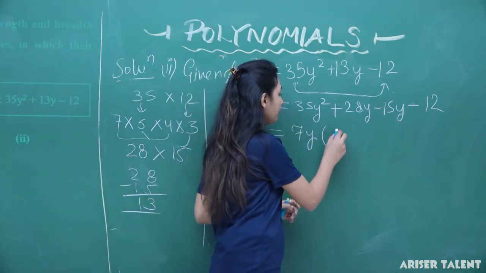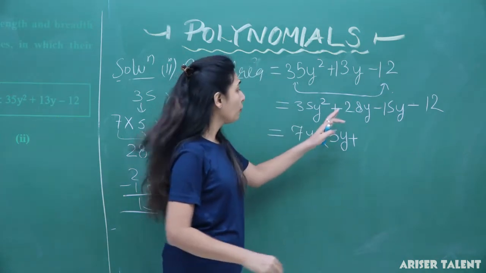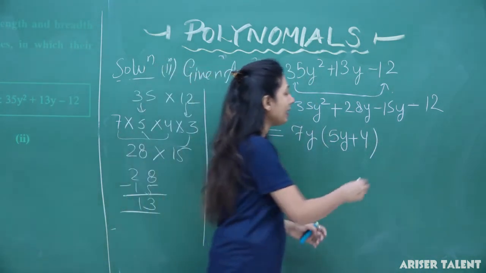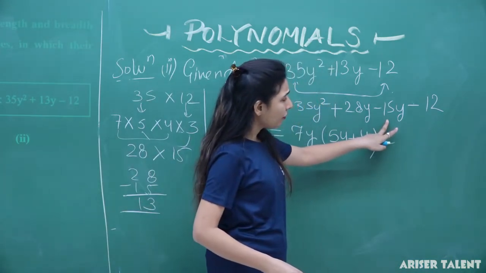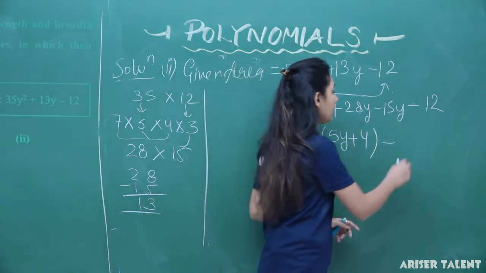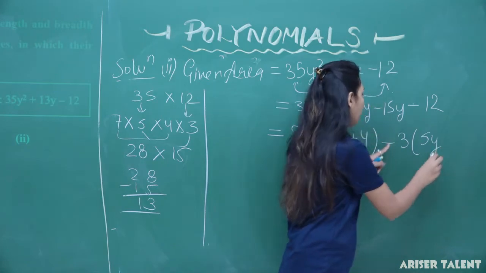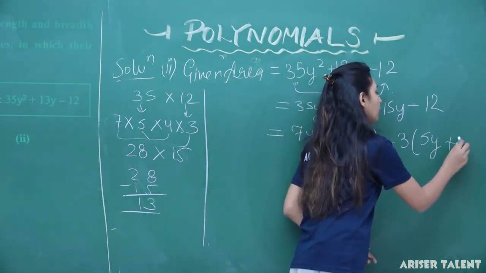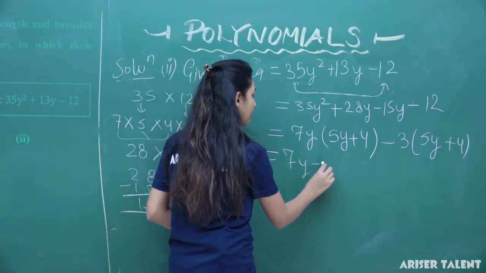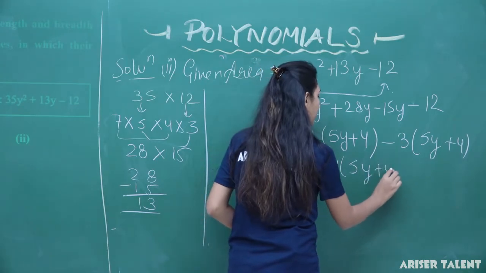Now I will be getting 5y here plus 4 here. Now, 5 cannot be taken common, 2 cannot be, but 3 can. So simply 3, 5y plus 4, with a minus sign. Again, I am having this common factor as 7y minus 3 and this common factor 5y plus 4.